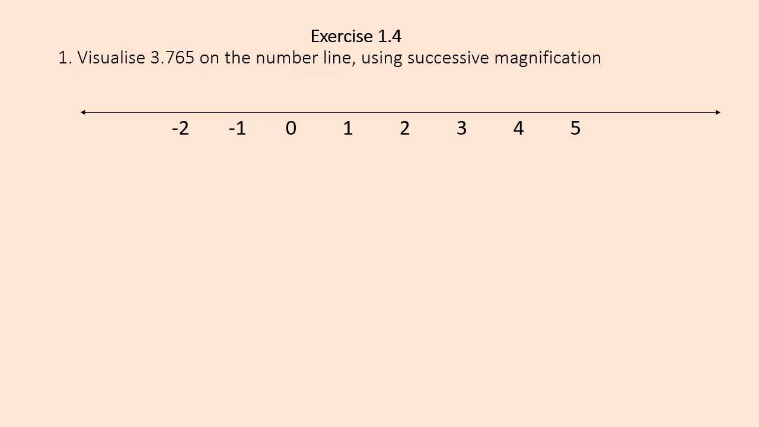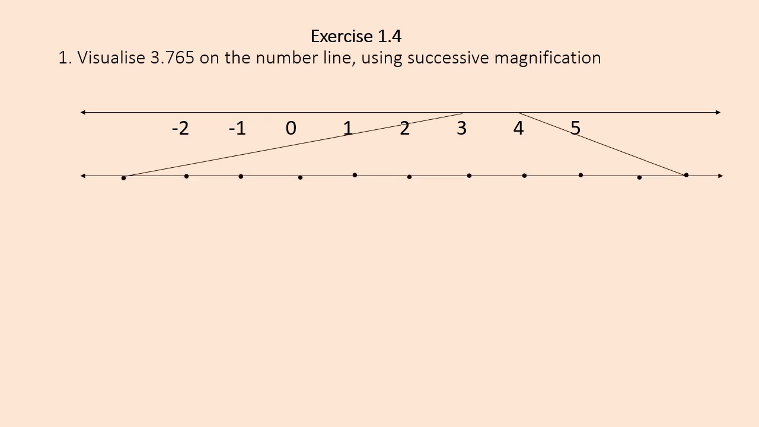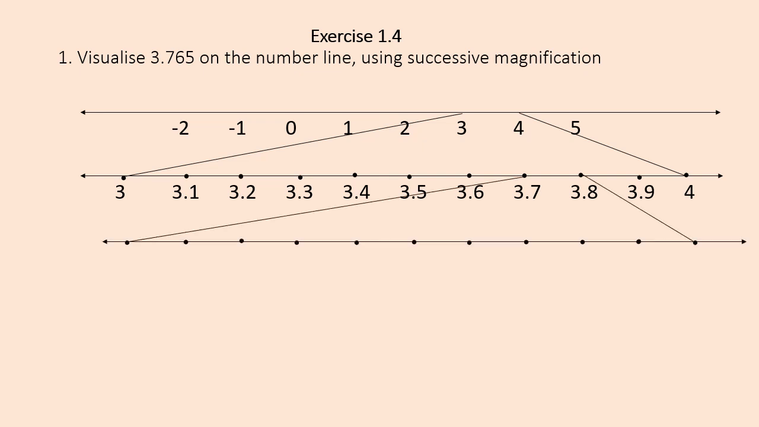The next part, since the number is lying in between 3 and 4, you have to magnify in between 3 and 4. And you have to draw the next number line. In that, you have to divide the line into 10 equal parts and mark the numbers as 3, 3.1, 3.2, etc., 3.9 up to 4. Now, the first decimal part, that is 3.7. That means the next part you have to magnify is in between 3.7 and 3.8.